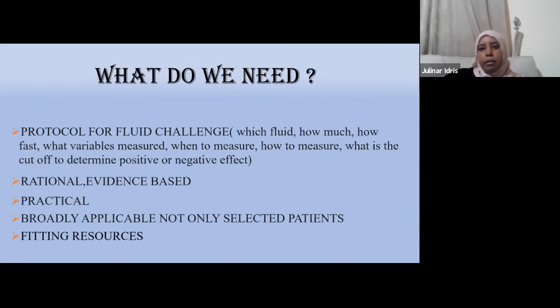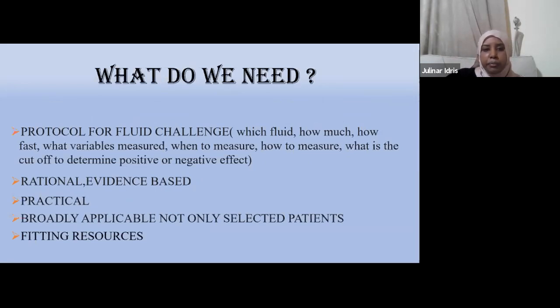So actually, it's becoming confusing even for me. So what we need is to guide our teams, because we know that fluid management is complicated, but it is done on a daily basis in ICU. So we have to create some protocols which help us in fluid challenge.